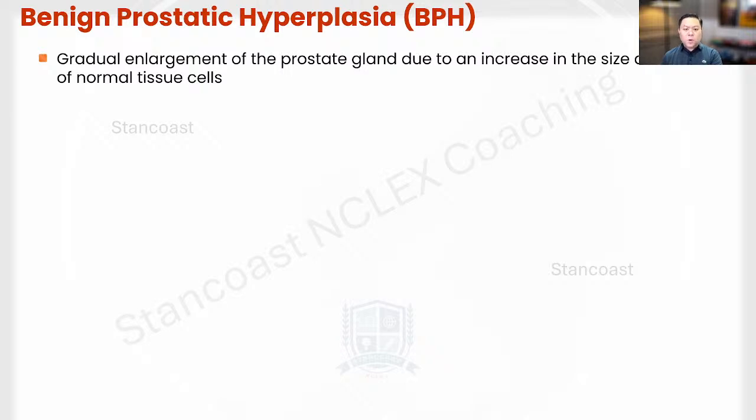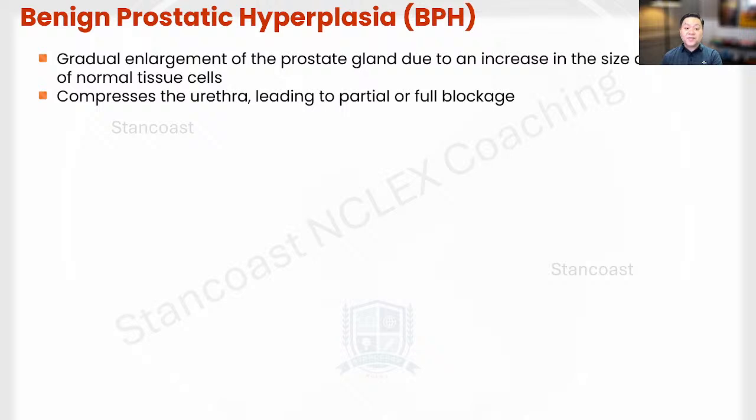Now, when this overgrowth of the prostate gland occurs, it will compress the urethra, and it can lead to a partial, or it could end up as a full blockage. And so the person here, especially the elderly male, will have trouble passing their urine. And this can cause a lot of complications that we'll be talking about later on. And most often, this is going to affect men over the age of 50.